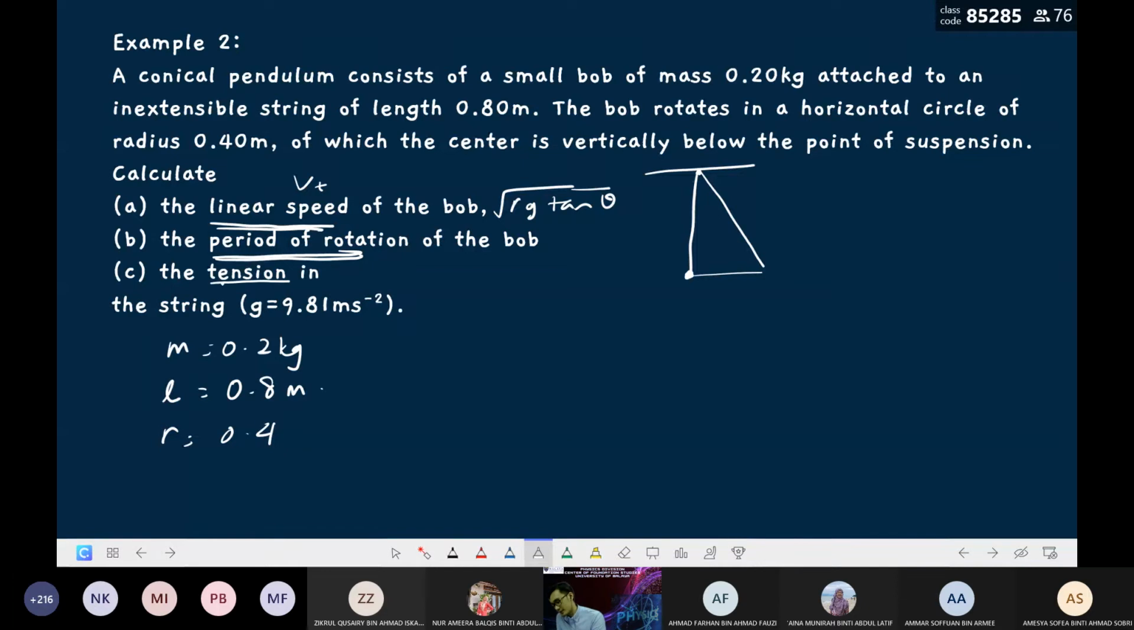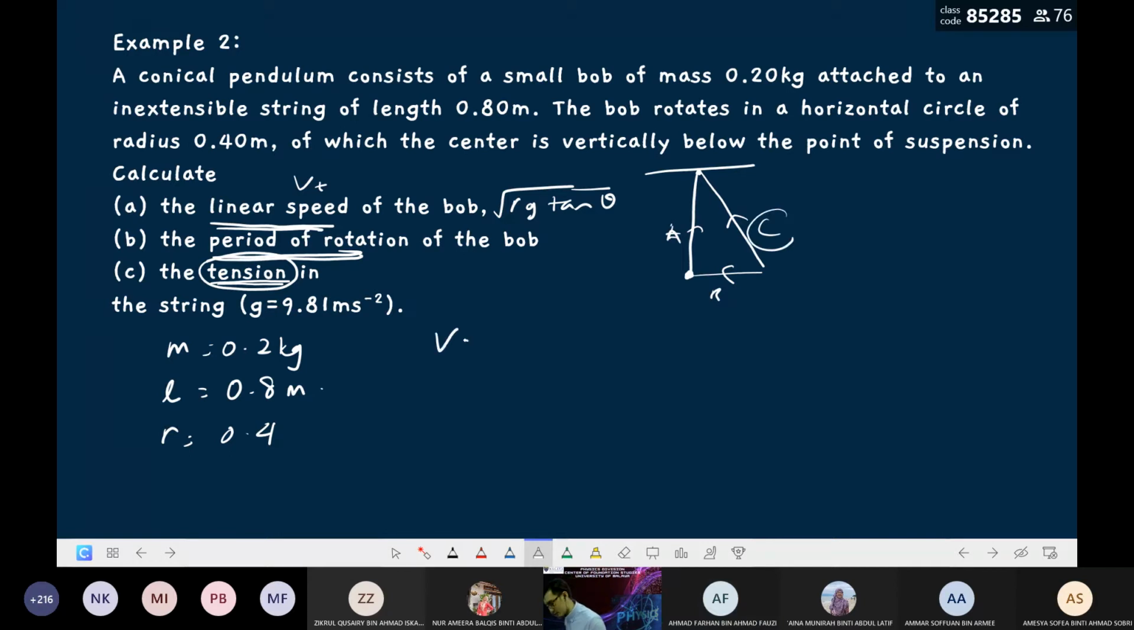And also tension. Tension ni dekat mana? The tension in the string. Sini ke, sini ke, sini? Yang sini last. A ke, B ke, C? C. Good. Alright, so kita start dengan linear speed dulu.